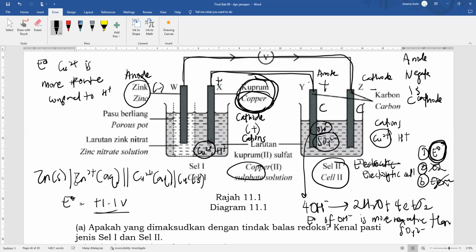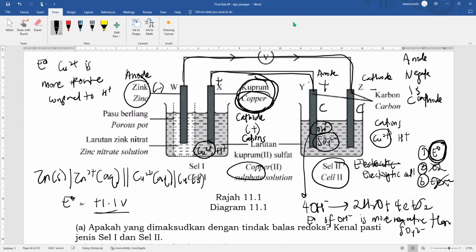So between Cu2+ and H+, which one is lower? Cu2+ is more positive. Yeah, but which one is lower in the ECS? I think Cu2+. Correct, it is Cu2+. That is a quick way. Think about the ECS, find out which one is lower. That one I'll selectively discharge.